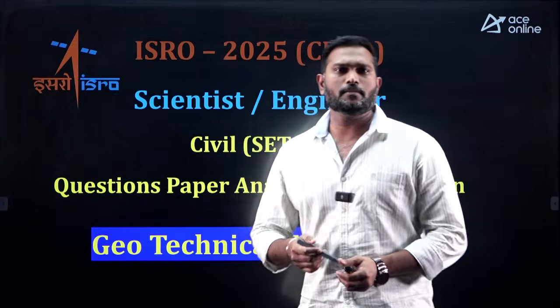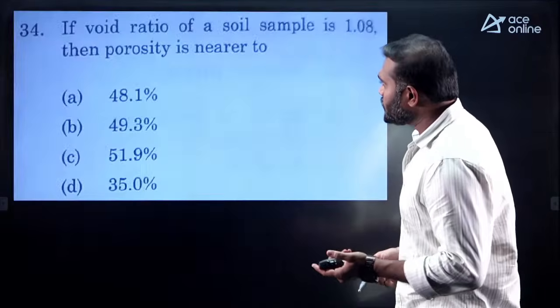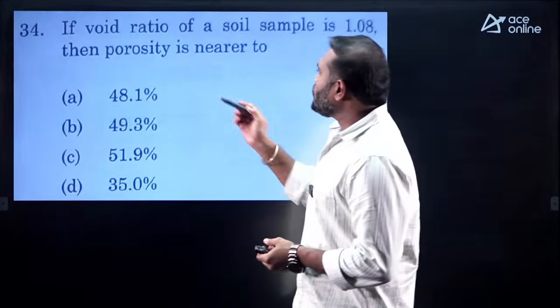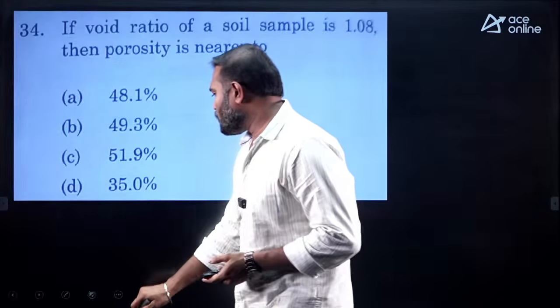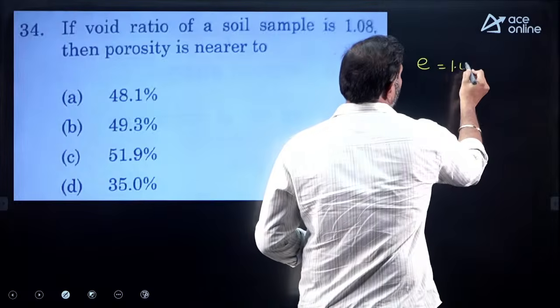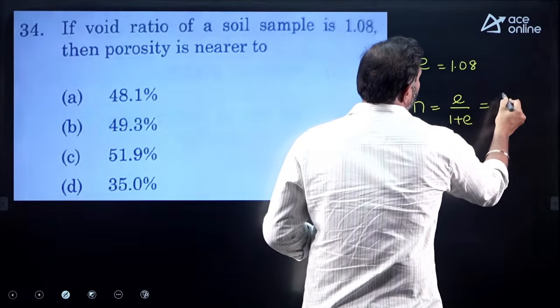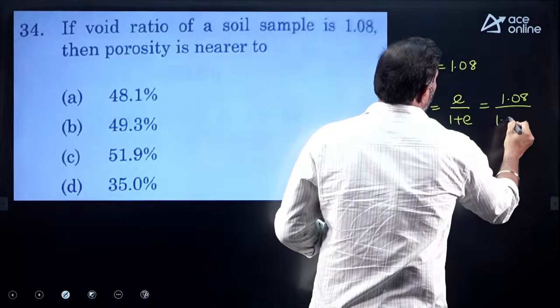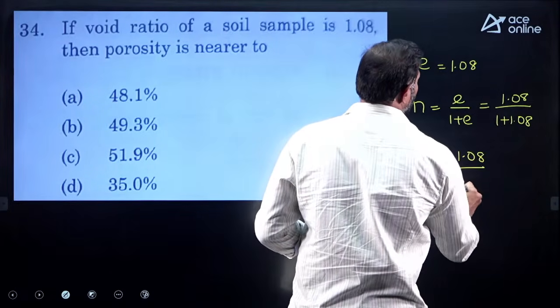Now let's discuss the questions regarding geotechnical engineering and open channel flow. If you see the first question: if the void ratio of a soil sample is 1.08, then what is the porosity of the sample? Given void ratio e is 1.08, and the porosity n is equal to e by 1 plus e, which is 1.08 by 1 plus 1.08, so 1.08 by 2.08.